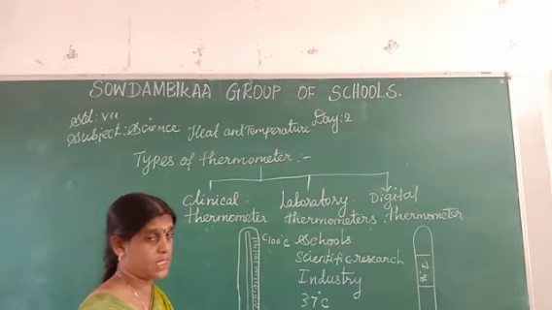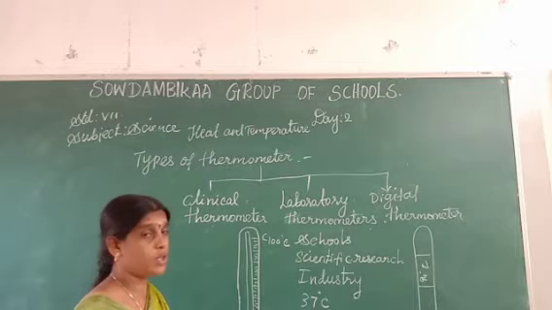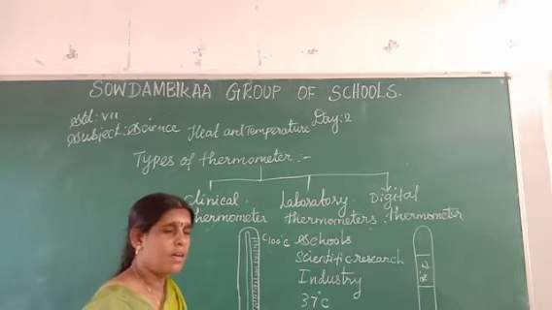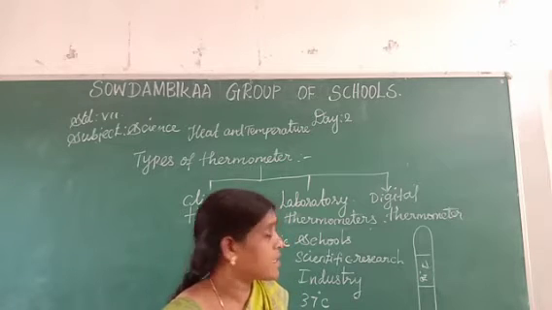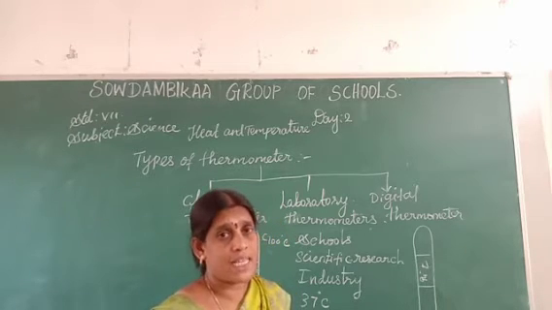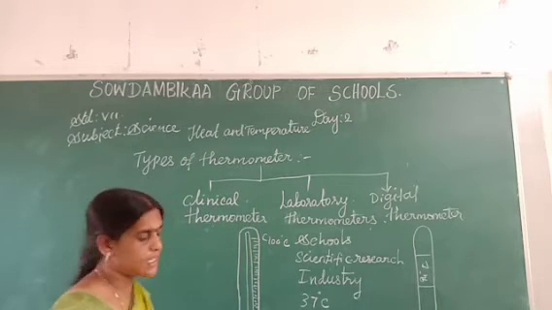Digital, nowadays we use the digital thermometer. Why do we use the digital thermometer? Because mercury is very toxic and difficult to dispose of. So we use the digital thermometer. Now we see the scales of thermometers.